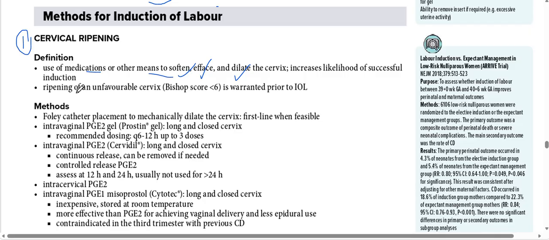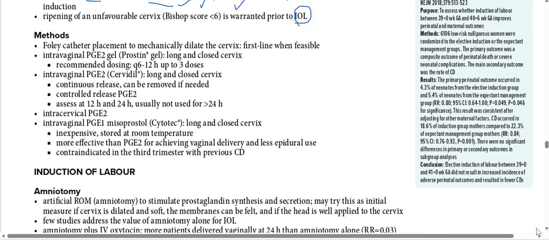Ripening of an unfavorable cervix, if the Bishop score is less than 6, is warranted prior to induction of labor. We have to ripen the cervix because we don't want our induction of labor to fail. If the cervix is not ripened and is unfavorable, with a very low Bishop score, less than 6, we have to make it a favorable cervix before induction of labor. The methods used are Foley catheter placement to mechanically dilate the cervix, first line when feasible.